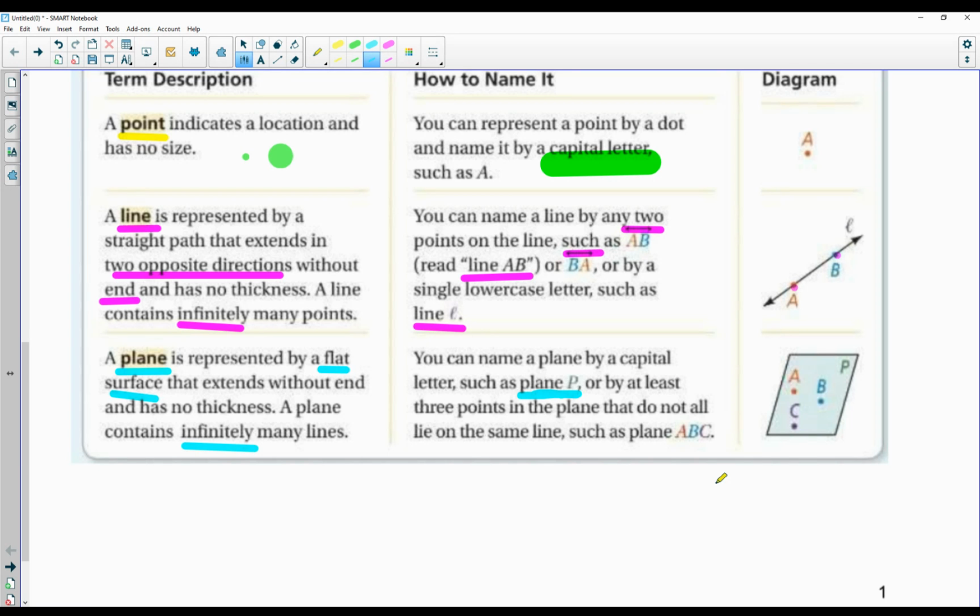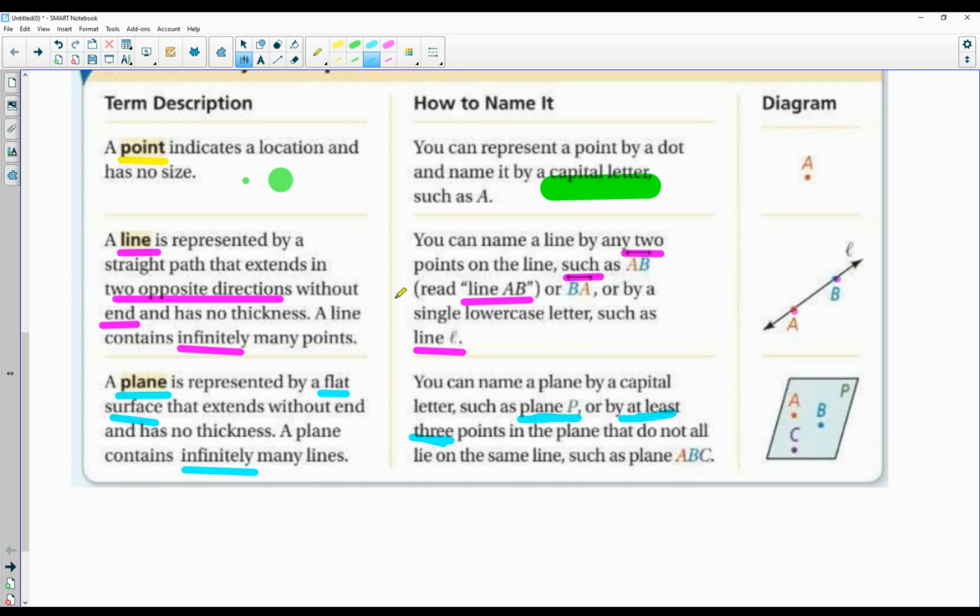Another way is by using 3 points in the plane, but they can't be 3 points that are on the same line. So if you take a look here, A, B, and C are 3 points, right? These 3 points, I could never draw one line for them all to be on. So I can call this plane ABC. That would be fine. I could also call it plane CAB. You need at least 3 points, though. At least 3. You can't just put 2. It has to be at least 3 points. Remember, at least means 3 or more, essentially.